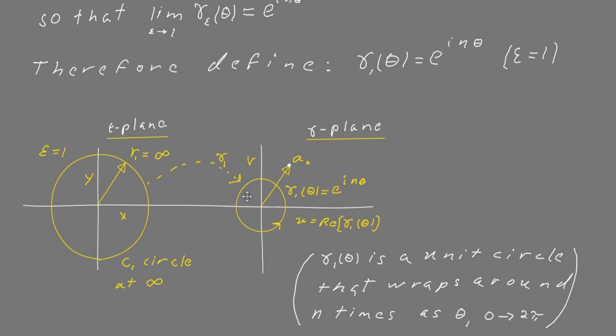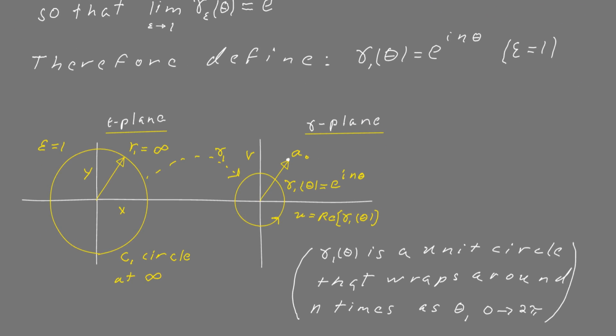So what's going on when epsilon is equal to 1 is that you'll have a circle at infinity in the t-plane, and gamma is going to map that onto a unit circle in the gamma plane. And as theta goes from 0 to 2 pi in this plane, this point over here is going to wrap around n times and come back to the starting point.